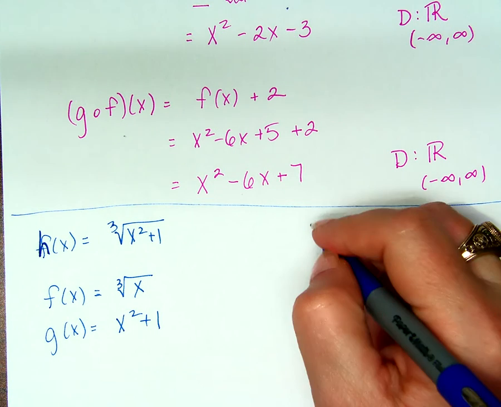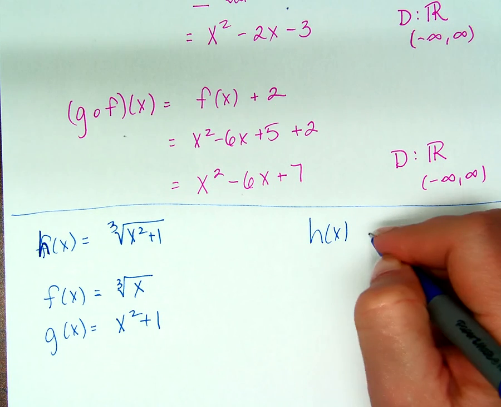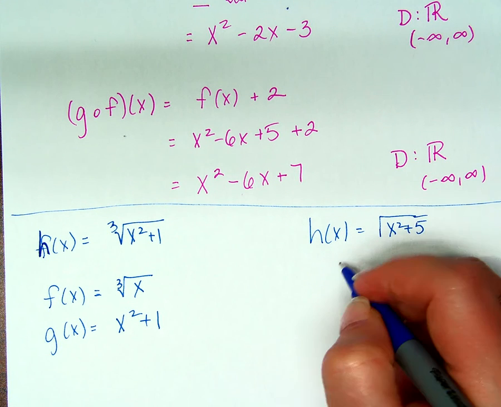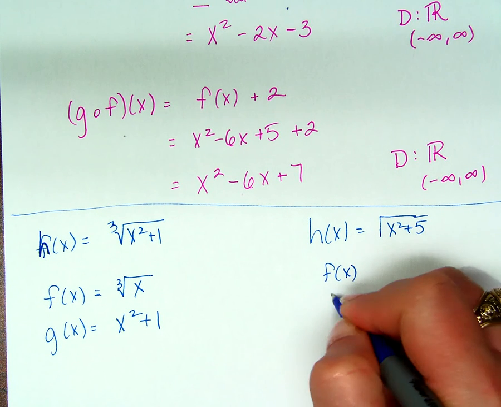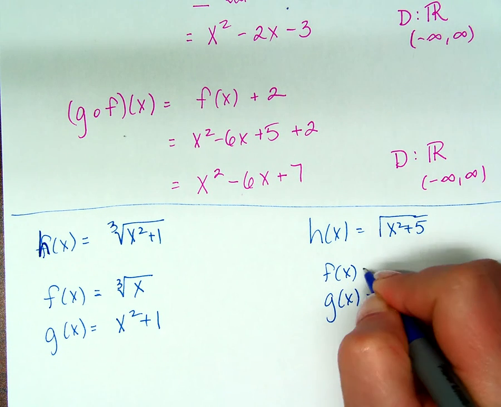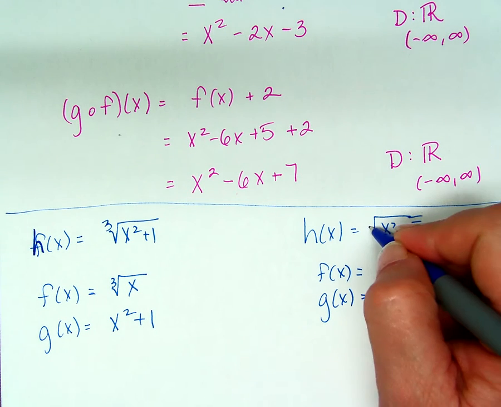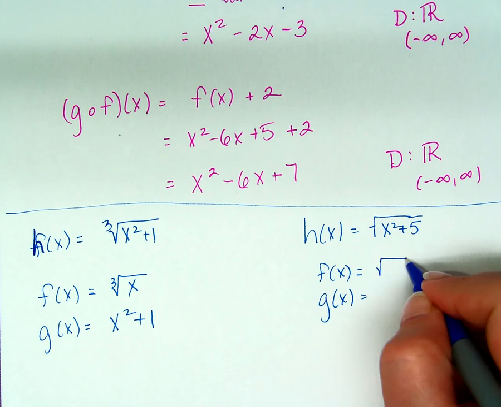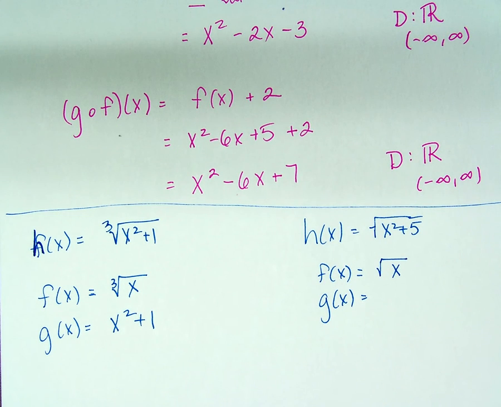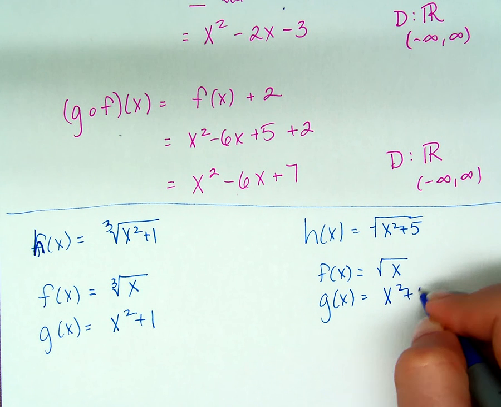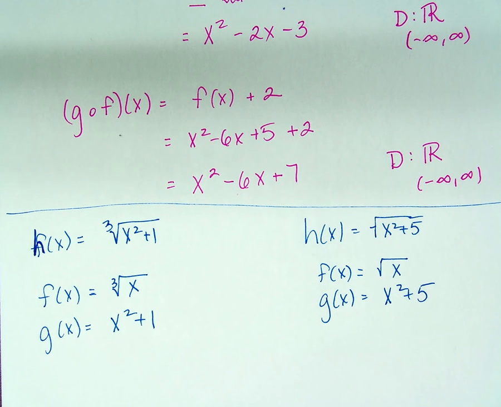What if it told you h of x was the square root of x squared plus 5? Could you figure out f of x and g of x from there? What would f of x be? The square root of x. And what would g of x be? X squared plus 5. That makes sense? Kind of going backwards from what we just did. Good?